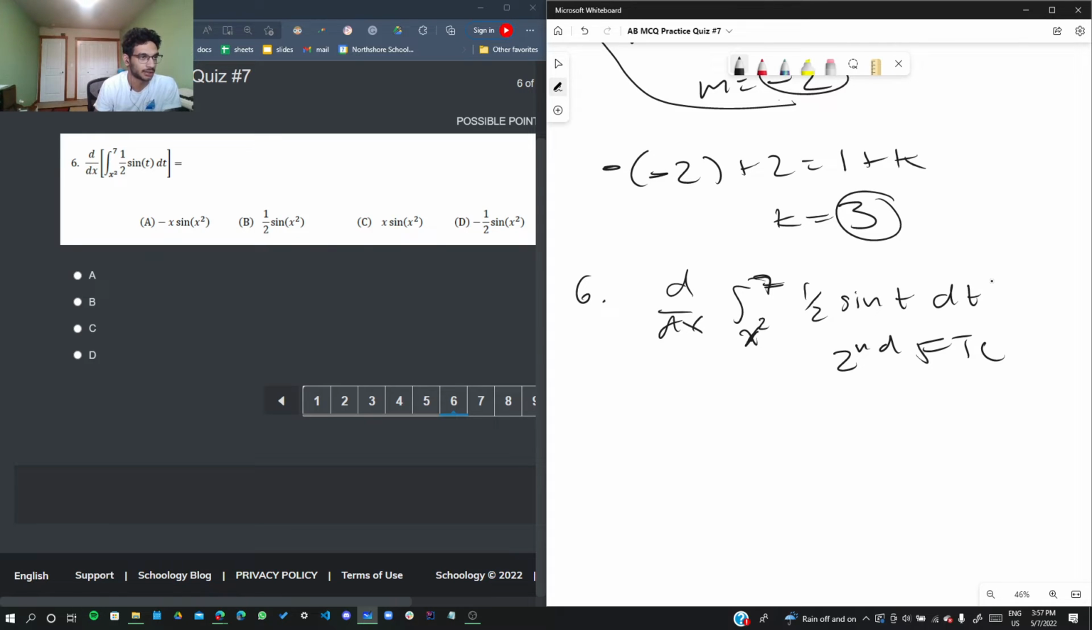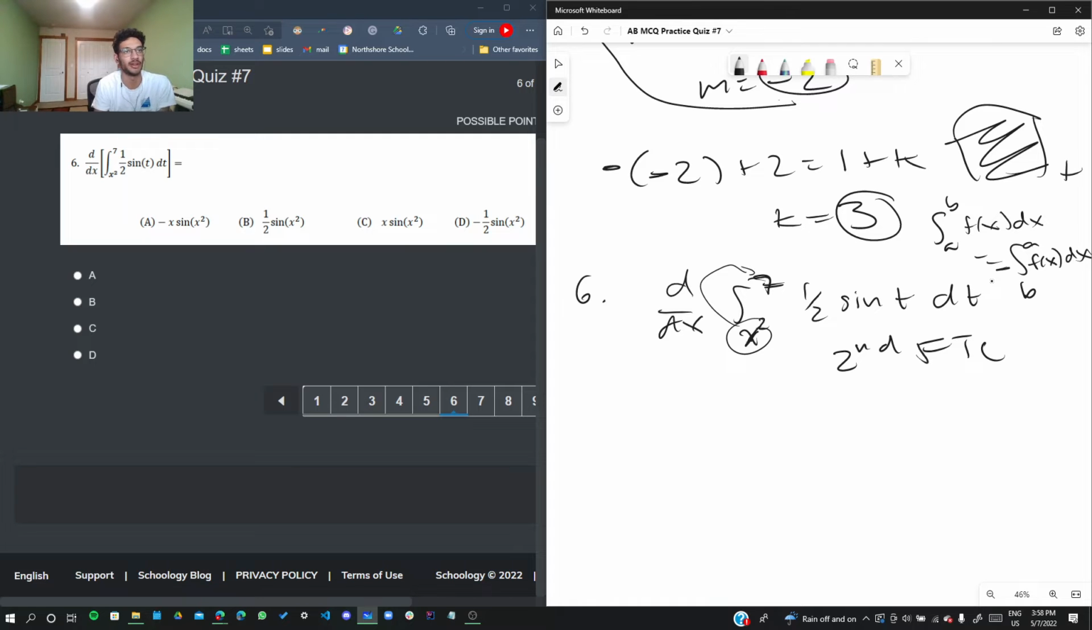Here, the formula only works if you have the x at the top. So there's this right here: the integral from a to b of f of x dx. If you go backwards with the integrals, instead of going from a to b, let's say you go from b to a, then the integral becomes negative. If you take the integral one way, it's going to be positive, but if you go the other way, it's going to be negative.